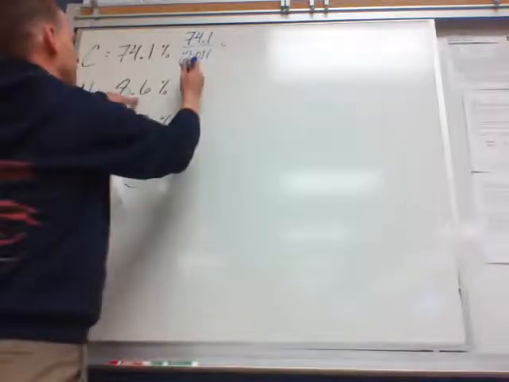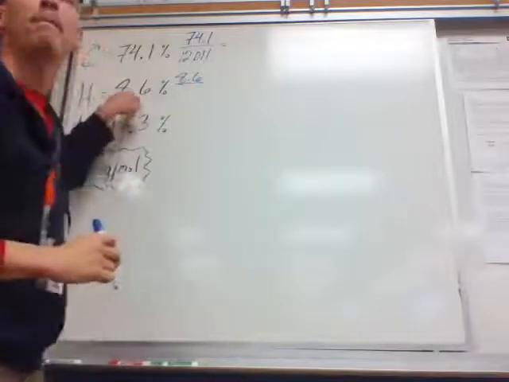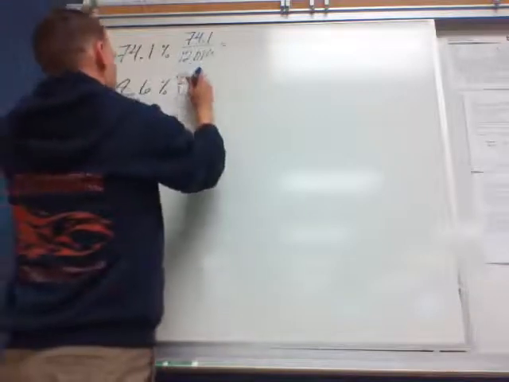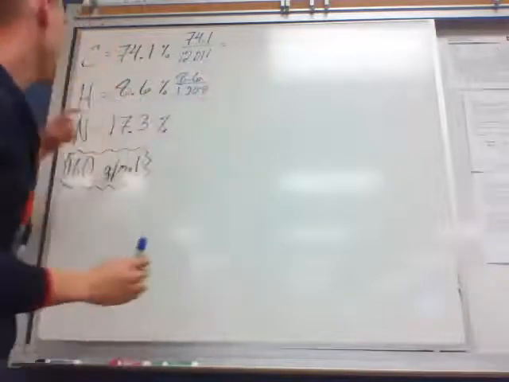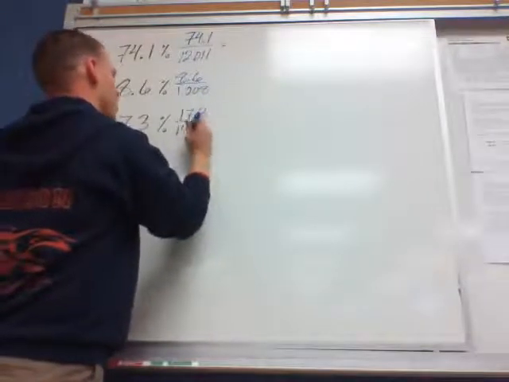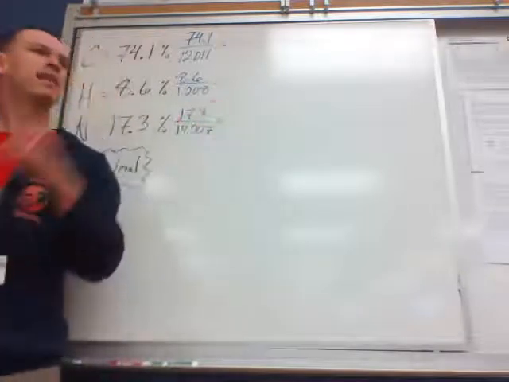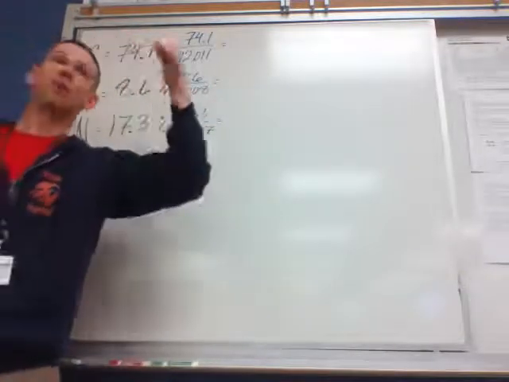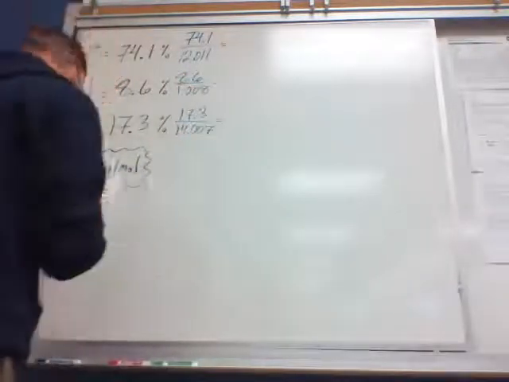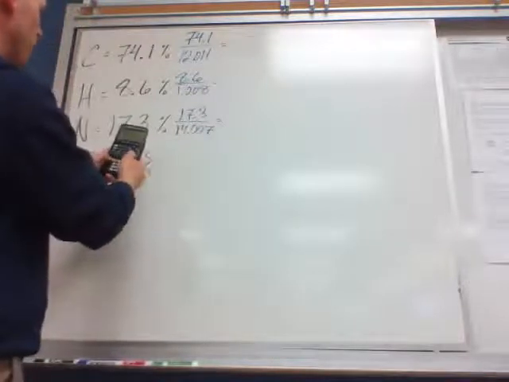Hydrogen, given percentage, was 8.6 divided by, what's hydrogen's mass on the PT? 1.008. And the same for nitrogen, 17.3 divided by 14.007. All right, so we haven't done anything crazy. Step 1, divide the percentage given by the mass on the periodic table. Let's get these values.